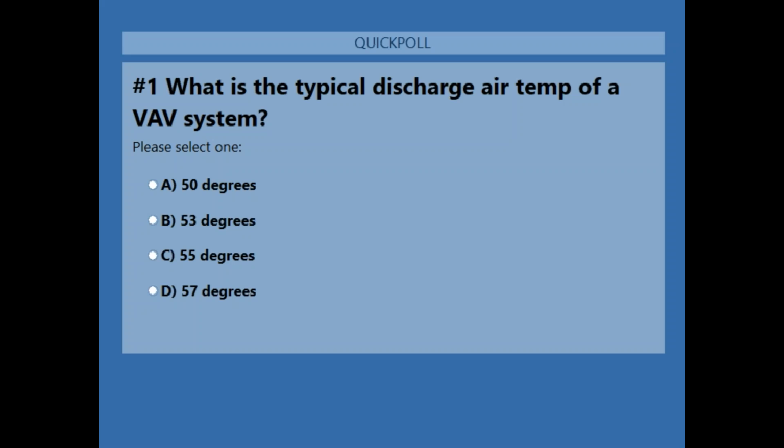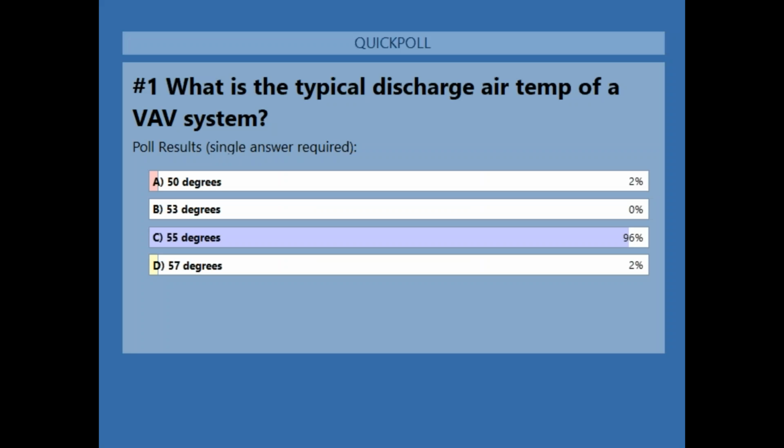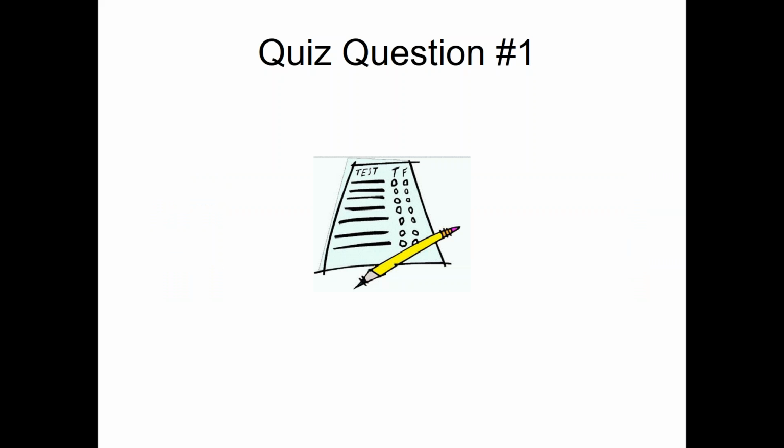All right, hopefully everybody was able to answer the poll questions. I'm going to close that in 5 seconds. 4, 3, 2, 1. And it looks like 96% of you guys got that correct, saying that 55-degree supply air is the typical discharge air temperature of a VAV system. Let me hide that and go back to the slides.